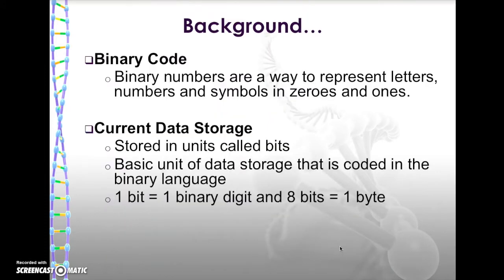And then we also need to know about binary code. Binary code is what holds our digital information. It's represented as a chain of zeros and ones, and they can represent our letters, numbers, and symbols. Our current methods of data storage use units called bits. One bit is one binary digit in the binary code, and 8 of these bits make up 1 byte.